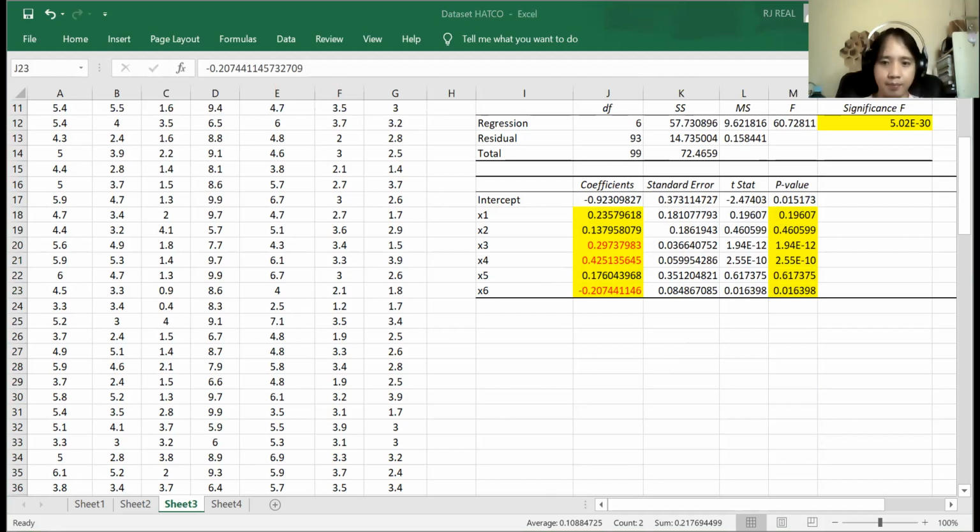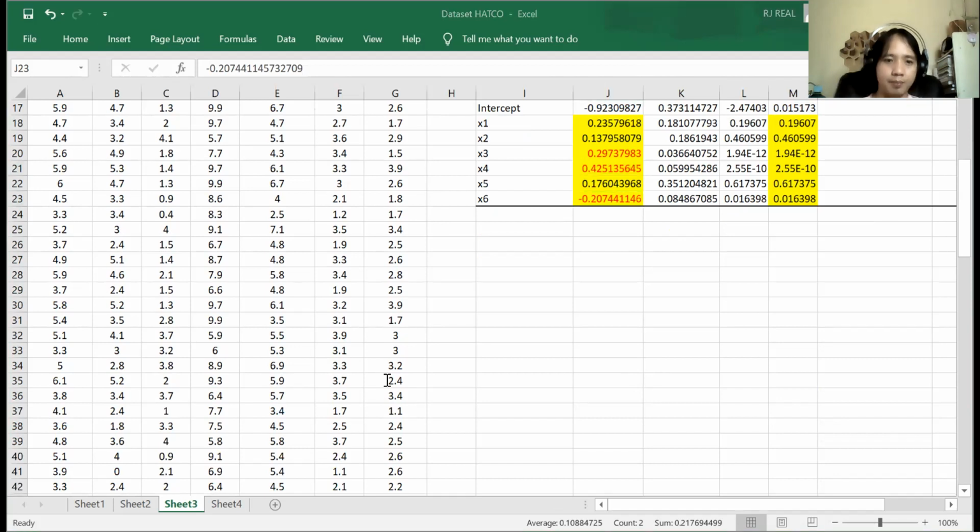Ayan. Therefore, in terms of interpretation, what we are going to look at is these 3 values only. So, in your interpretation, kapag nakakita kayo ng p-value ng coefficient na significant at 0.05 alpha, then we are going to interpret this. Alright? That's how we are going to interpret a linear regression.